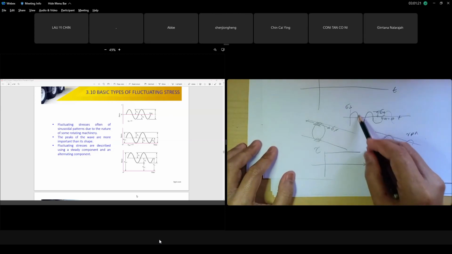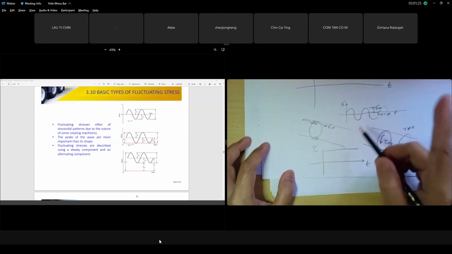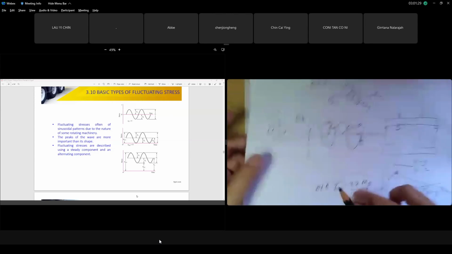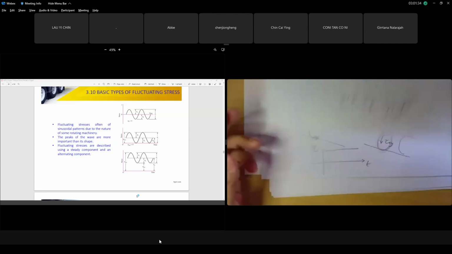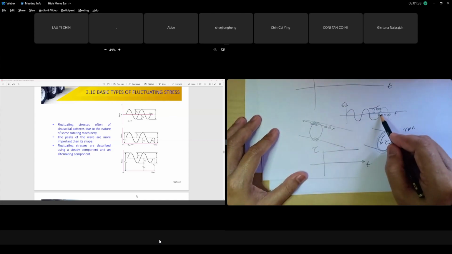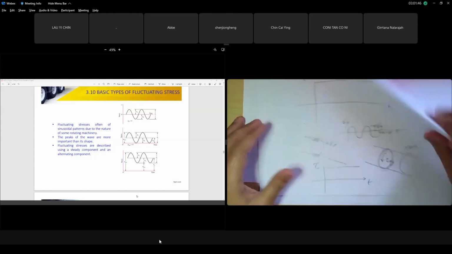But bending is completely reversed, and we have sigma amplitude. This is the normal case for the shaft. For a shaft, we normally have combined torsional stress and bending stress. For bending, it is always a sine wave and completely reversed, which means sigma mean is zero but we have amplitude. But the torsional stress remains a constant value over time. So I will draw it again to make sure you understand.